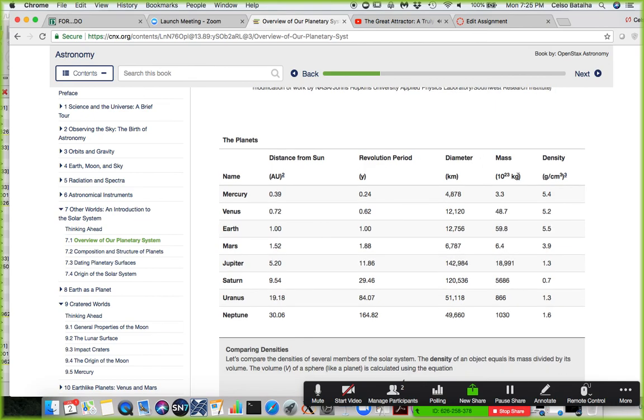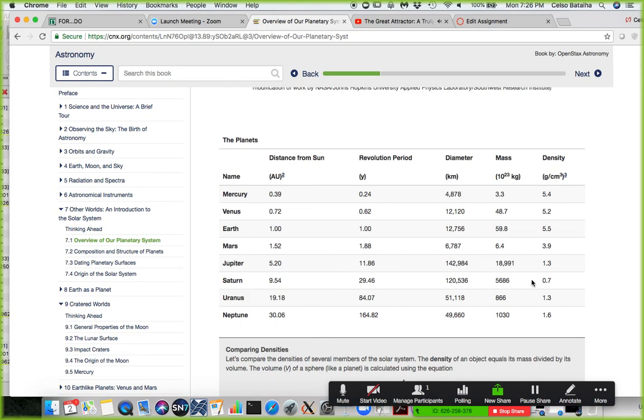And here are some of the properties that I was trying to tell you. As far as density is concerned, Mercury, Venus, Earth, and Mars have the largest density of the terrestrial planets. Going to Jupiter, Saturn, Uranus, and Neptune, they all are of low density. Think, for instance, of water. Water has a density of about 1,000 kilograms per cubic meter, or 1 gram per cubic centimeter. That's the unit of density.